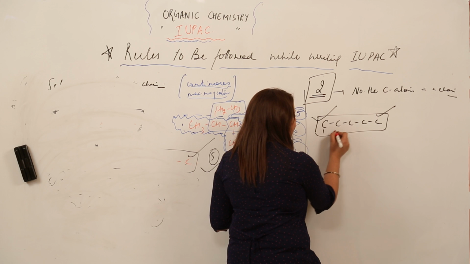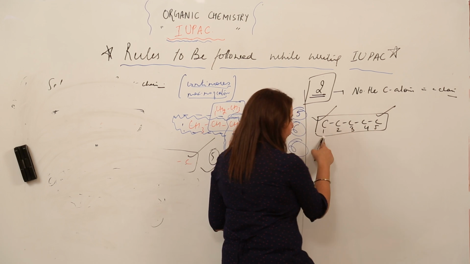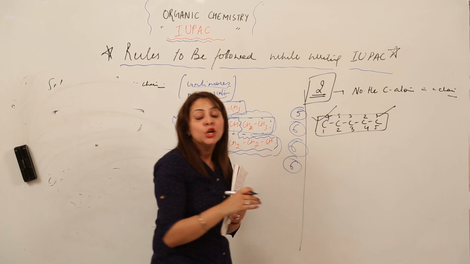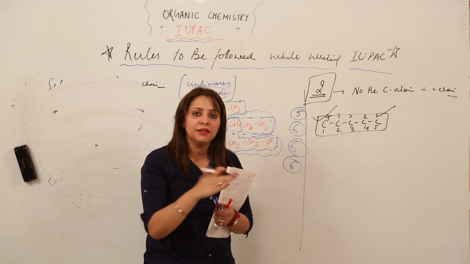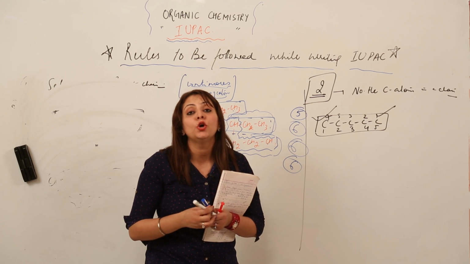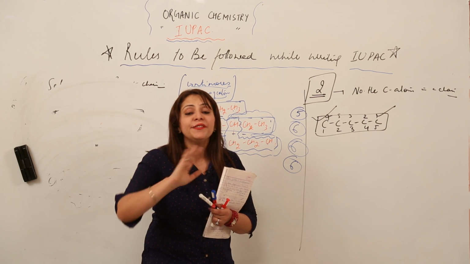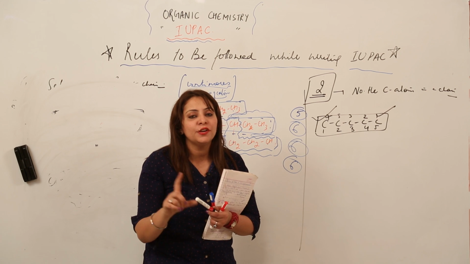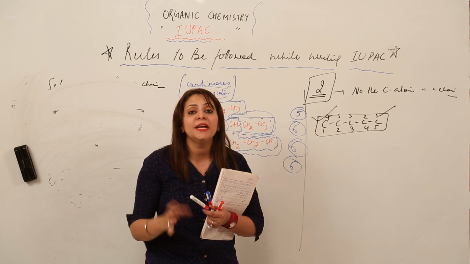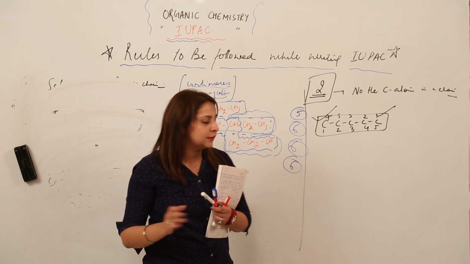So I can number it 1, 2, 3, 4, 5 starting from here, or I can number it 1, 2, 3, 4, 5 starting from this side. So we can number it either way. It's correct because it has no substituent, right. So if the first point is clear in your mind: if there is no substituent and everything is included in the parent chain, numbering can be done from any side.